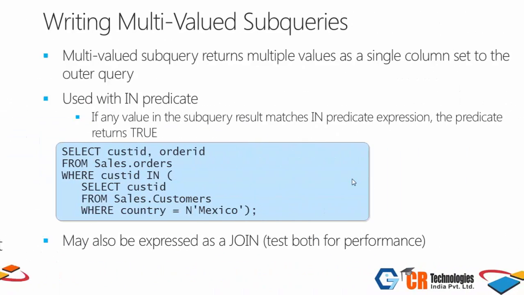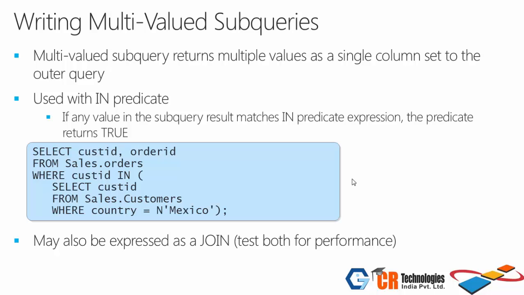Now you can also write multi-valued subqueries. What you're looking at here is a multi-valued subquery. The multi-valued subquery, as its name suggests, may return multiple values, more than one result, in the form of a single column set. A multi-valued subquery is well suited to return result sets using the IN predicate, like you can see in the example that we have here. The IN predicate is more suitable. So you say customer ID IN, and then you put in your multi-valued subquery so that it's able to support the multiple values which are returned from the inner query to the outer query.